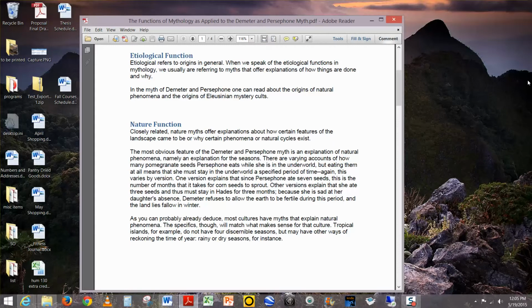Nature functions explain specifically how natural elements came to be, where lightning came from, where a particular volcano or local cave or lake came from, and why it's part of that landscape. So in the Demeter and Persephone myth, the most obvious explanation here is that the myth is an explanation of the seasons. When Persephone is below ground, Demeter is unhappy and allows the world to go fallow and nothing grows. When she comes back up to the surface, that is a time of rebirth, of spring and renewal. So anything to do with seasons or natural phenomena in any way or natural landmarks falls under the nature function.